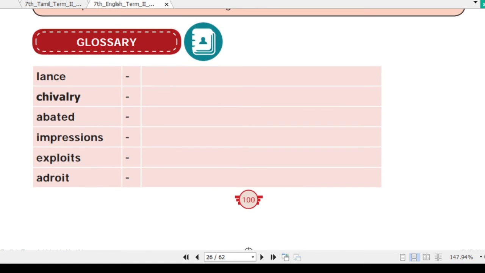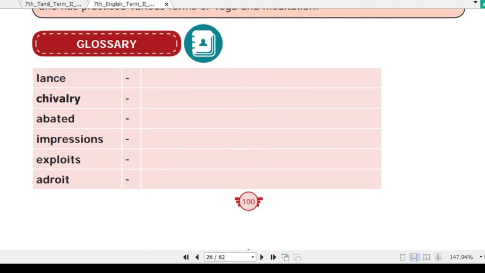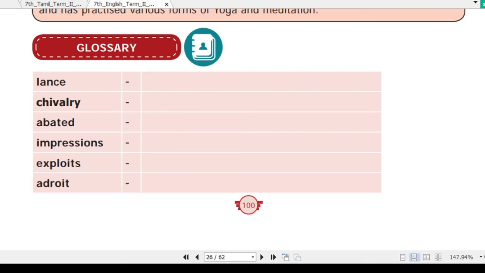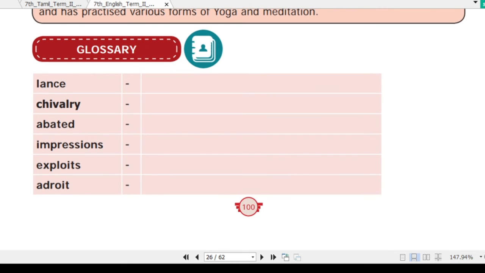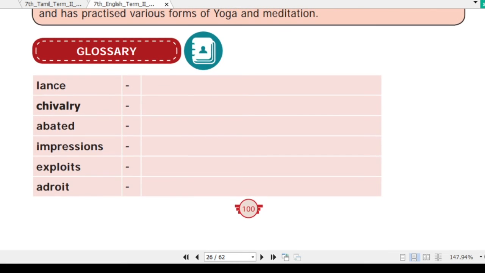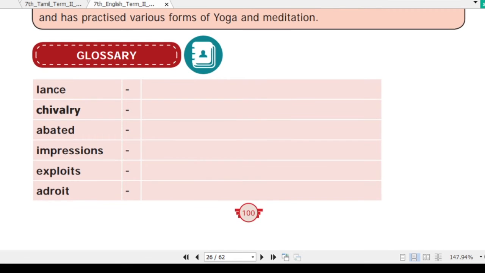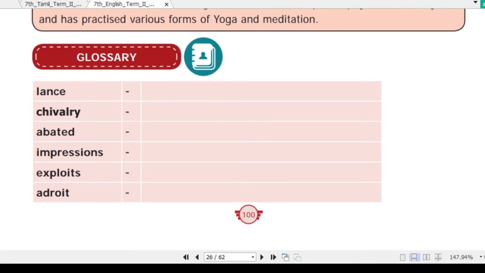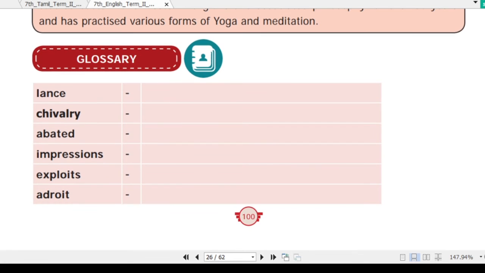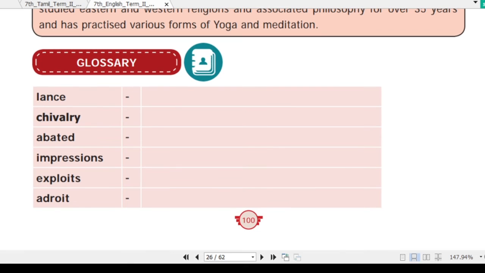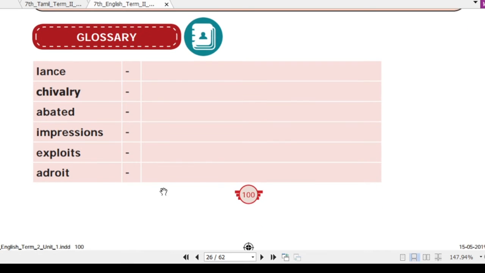Exploit. What is exploit? பயன்படுத்து, use பண்ணிக்கோ. Exploit. Make full use of this. Make use of.